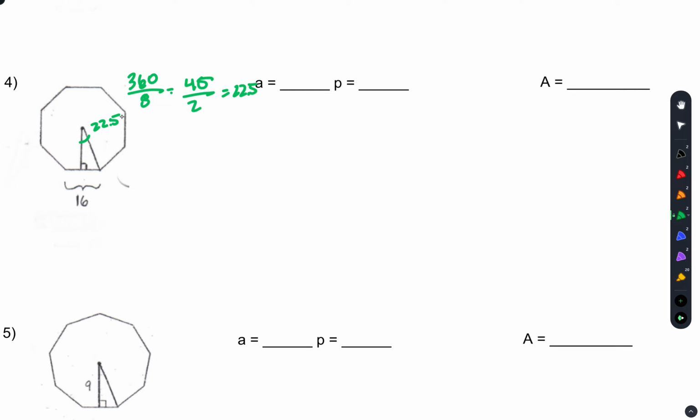Now, I know one of the bases. It's 16, which means my perimeter is going to be super easy to find. I'm going to multiply that base by 8 to get that the perimeter is 128 units. So now all I have to do is find that apothem.